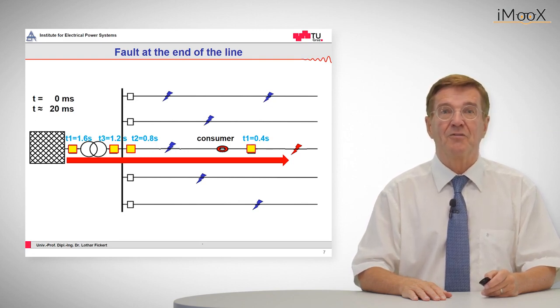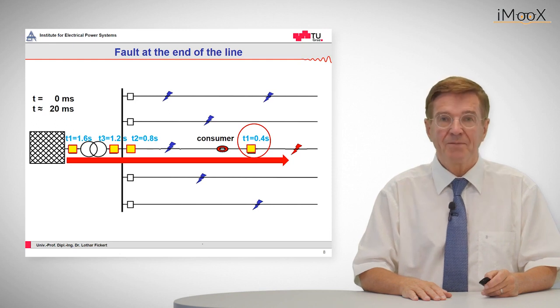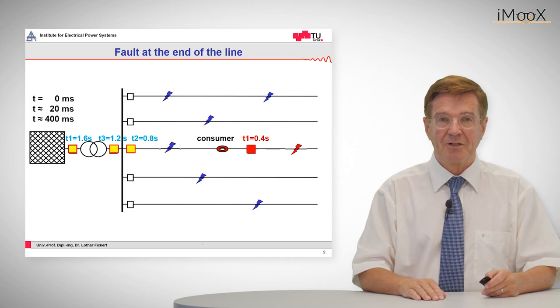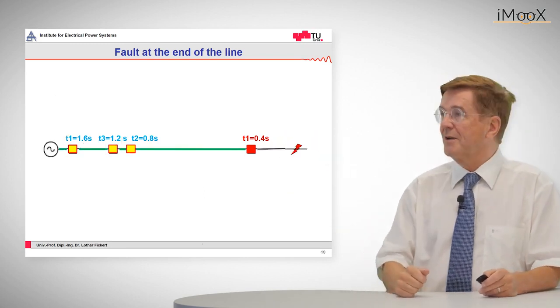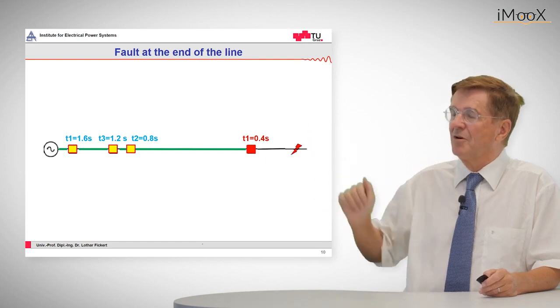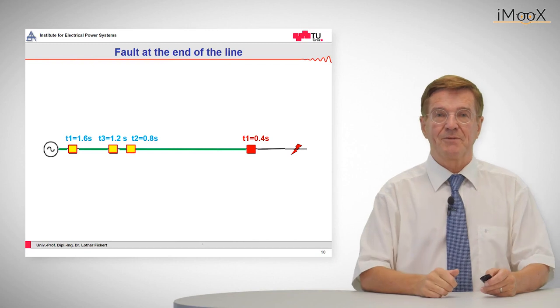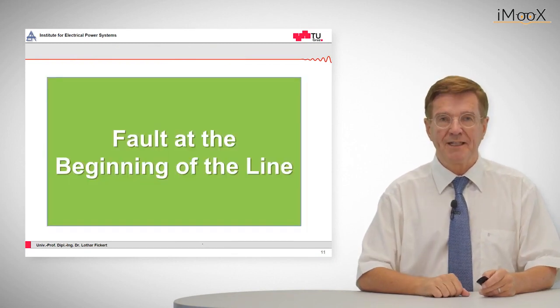After the elapse of the first grading time, which is 0.4 seconds, this relay will pick up and trip, which is indicated in red. So when we look at the status of the network now, we will see that we have a pick up of the relays from left to right and the one that is closest to the fault has tripped out. So what happens for a fault at the beginning of the line?